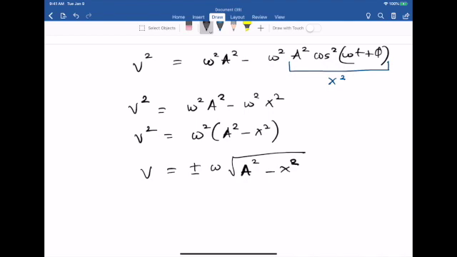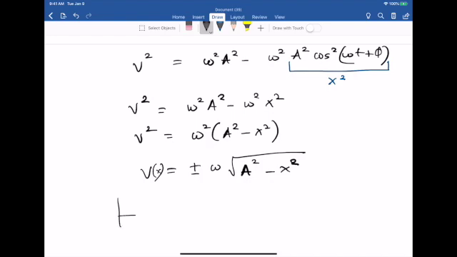So this is telling me that at a certain x, in this expression, this is my v of x that I was looking for. So I can plug in any x I want, and it gives me the velocity that the particle has at that particular x. Why am I getting a plus or minus?